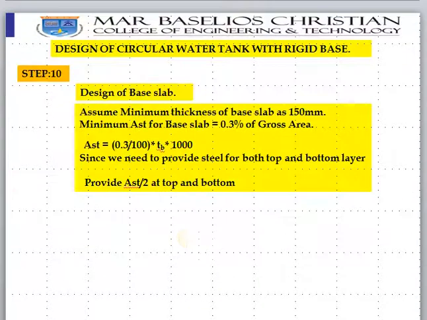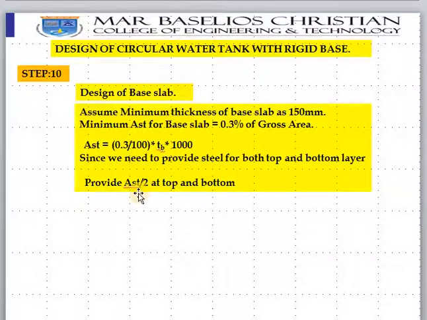The next step is design of the base slab. The base slab is not subject to any bending moment or anything, because it is simply resting on the soil actually. So minimum thickness you take 150, and the AST you take 0.3 percentage, irrespective of whatever it is. Normally you take 0.3 percentage. If you are taking 0.24 because of Fe415, no problem, nothing wrong in that.